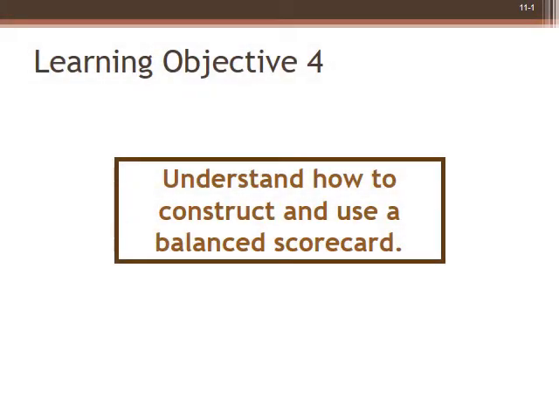So here we go, we have our final learning objective, that is to understand how to construct and use a balanced scorecard. So here the objective is more of a learning perspective. So we are just going through the theoretical part of constructing a balanced scorecard. So let's see that.